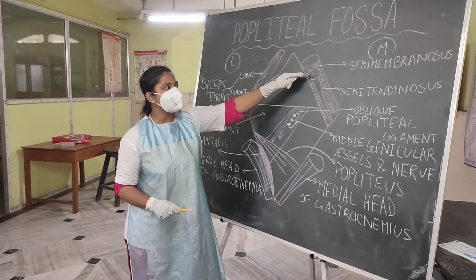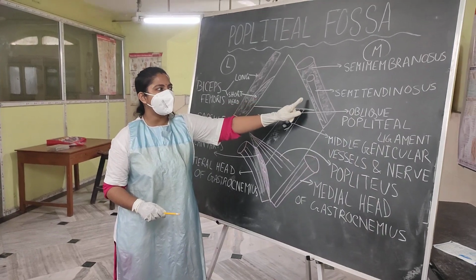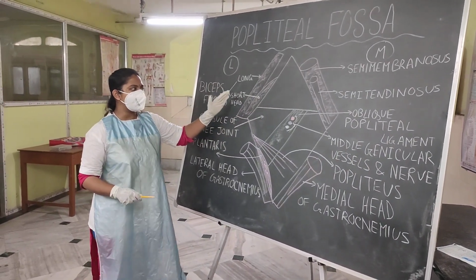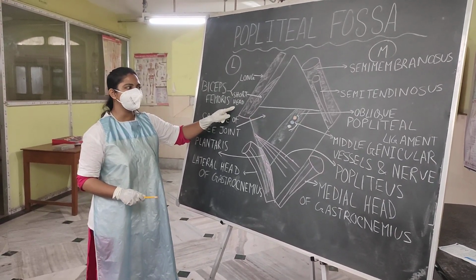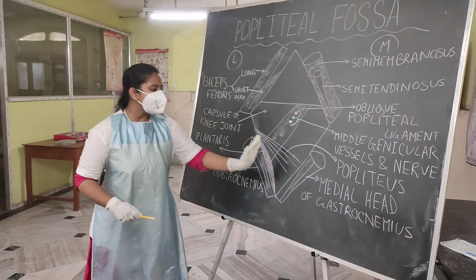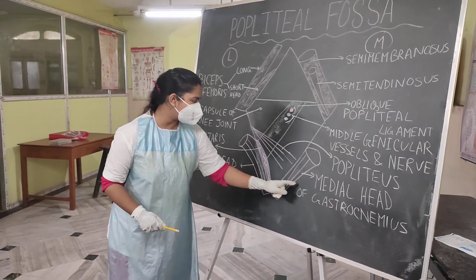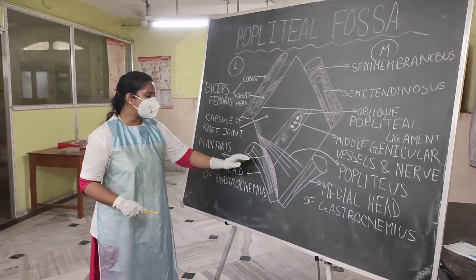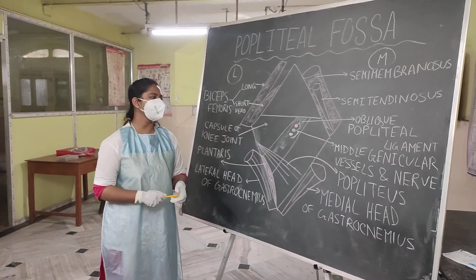It is bounded superomedially by the semimembranosus and the semitendinosus muscle, superolaterally by the long head and the short head of the biceps femoris, inferomedially by the medial head of gastrocnemius, and inferolaterally by the lateral head of gastrocnemius and the plantaris muscle.